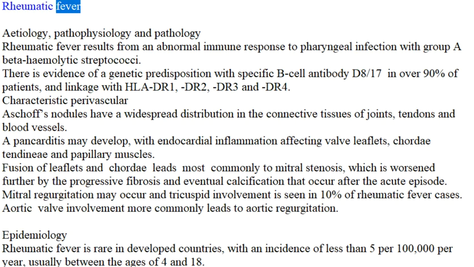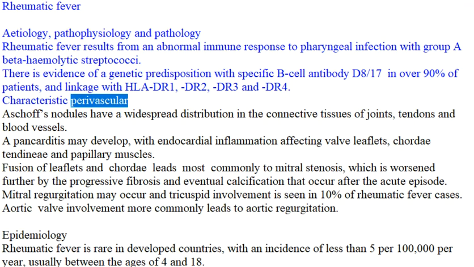Rheumatic fever. Etiology, pathophysiology, and pathology. Rheumatic fever results from an abnormal immune response to pharyngeal infection with group A beta hemolytic streptococci. There is evidence of a genetic predisposition with specific B-cell antibody D8/17 in over 90% of patients, and linkage with HLA-DR1, DR2, DR3, and DR4.